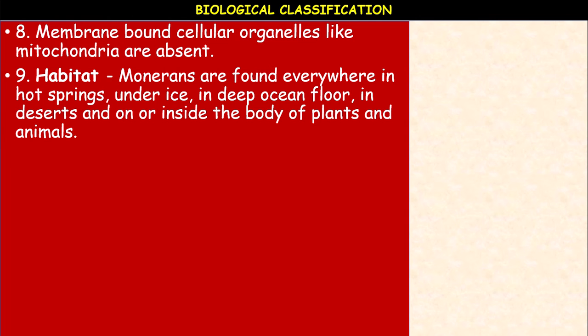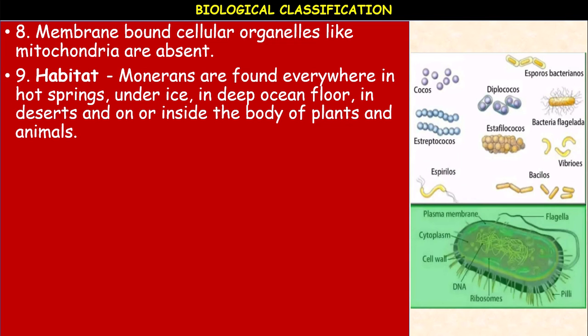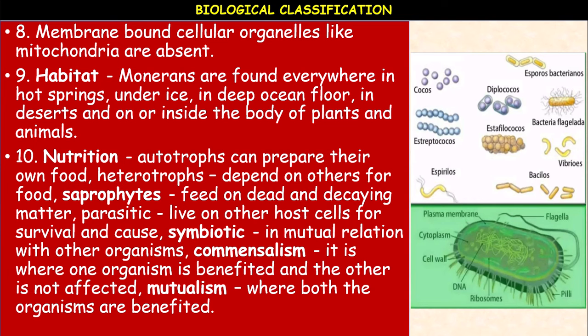Habitat means where they are present. Monerans are found everywhere: in hot springs, under ice in very cold conditions, in the deep ocean floor, in deserts with very hot conditions, and on or inside the body of plants and animals. Acidic, basic, whatever may be the conditions, due to the presence of the cell wall they can survive.